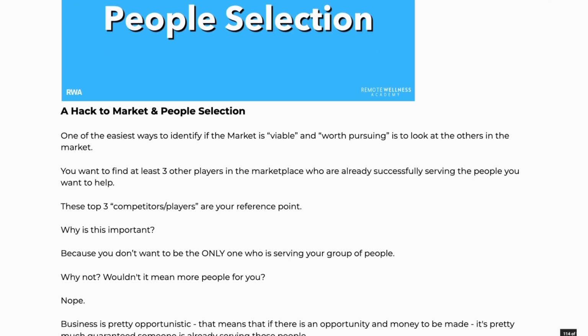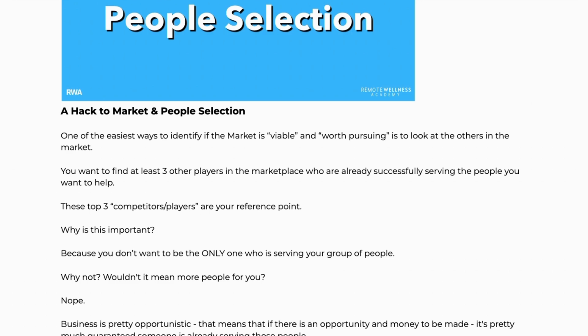You want to look at these top 3 competitors or players in the marketplace as your reference point. These are going to be the cream of the crop of your swipe file, right? These are the people that you're always looking at in terms of, hey, these are the people that are crushing it. I'm not going to go out there and try to reinvent the wheel.